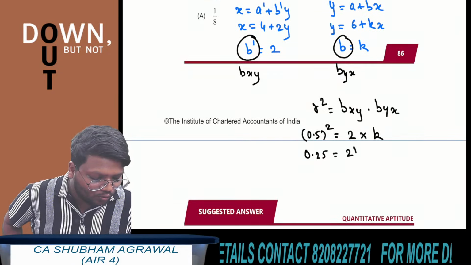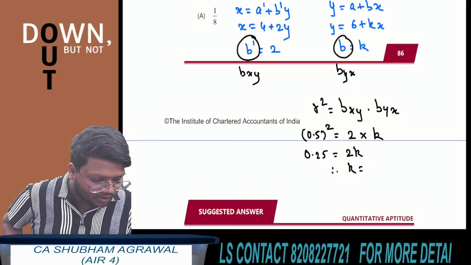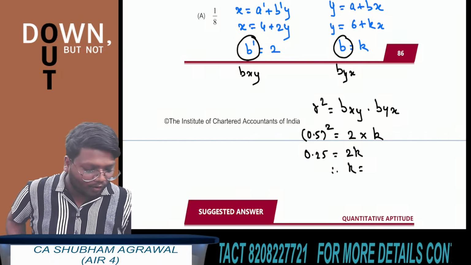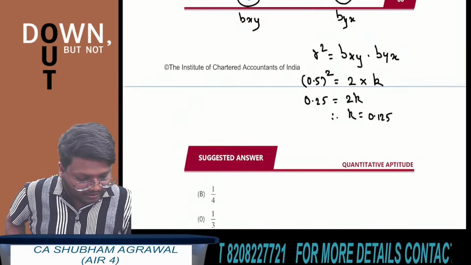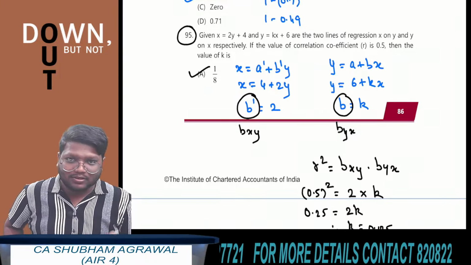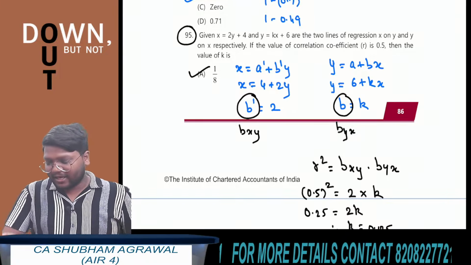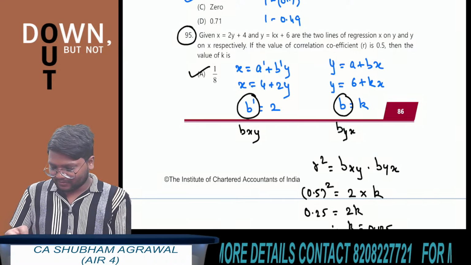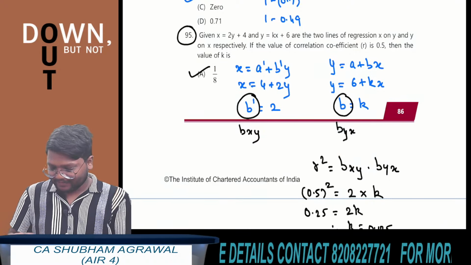0.5 square is what? 0.25 is equals to 2k. Therefore k is equals to 0.25 divided by 2. 0.25 divided by 2 is what? 0.125. Which option is correct? 1 by 8. If you are finding the value of 1 by 8, it is also 0.125. So option A is the correct answer. Okay.